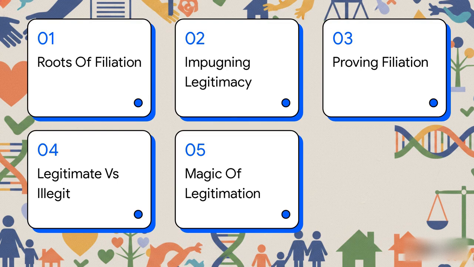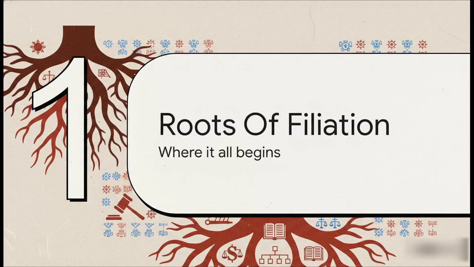So, we're going to build our filiation status tree across 5 quick sections. We'll cover the roots of filiation, how to impugn legitimacy, proving filiation, comparing legitimate versus illegitimate rights, and finally, the actual magic of legitimation. Let's go. Section 1. The roots of filiation.